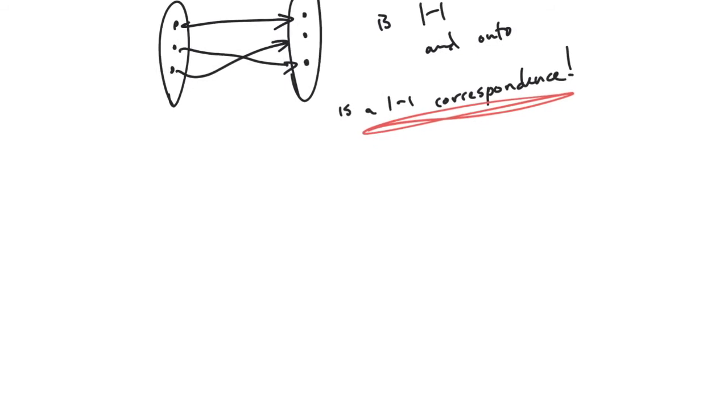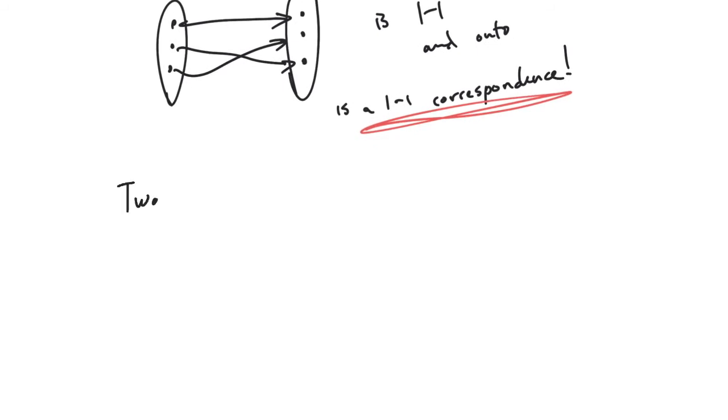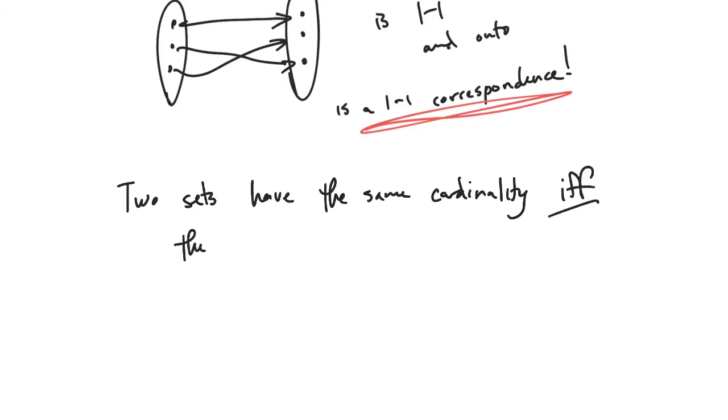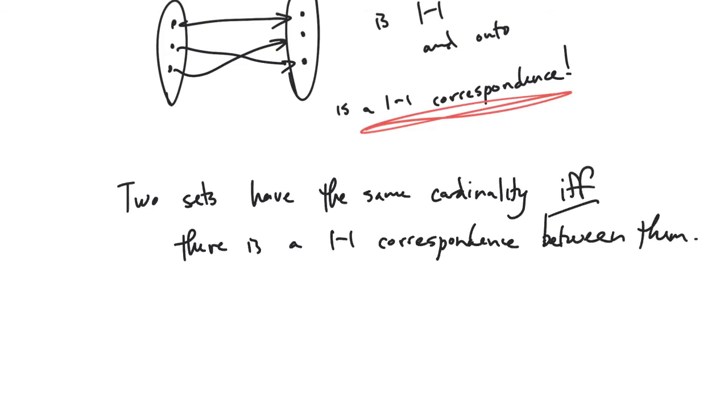So I'm going to say two sets have the same cardinality, meaning how many, the number of elements in them, if and only if there is a bijection between them, or I should say a one-to-one correspondence. All right, two sets have the same cardinality. The only way that's possible is if they have a bijection.